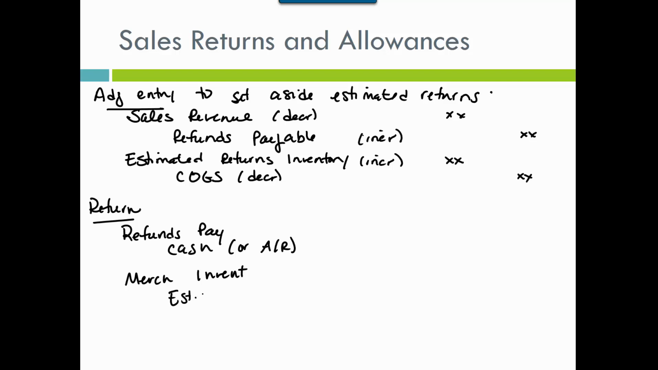So estimated returns inventory. So this would be for the amount I charged the customer. This would be what it cost me.